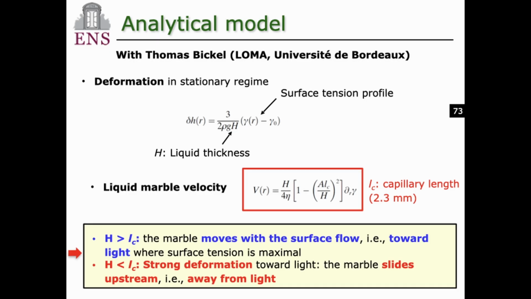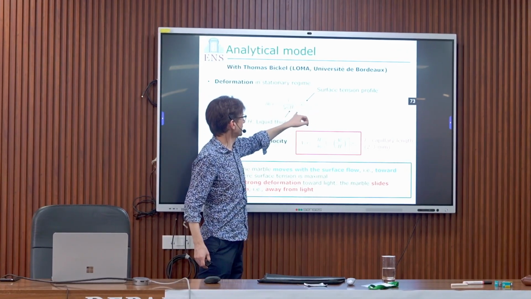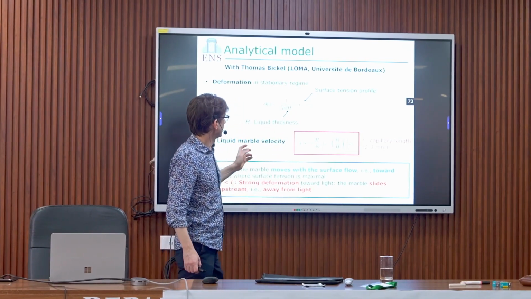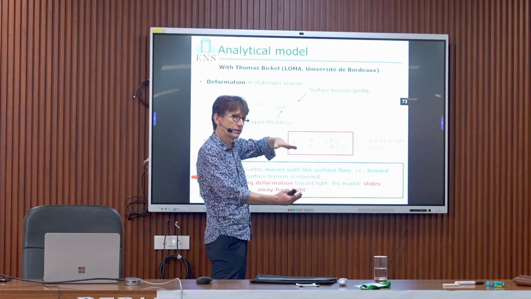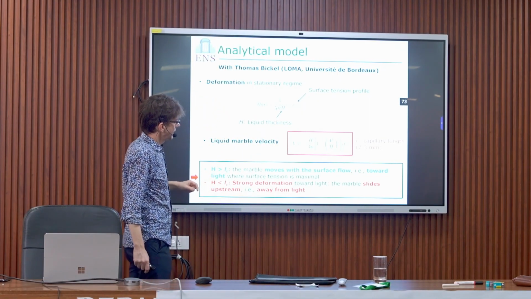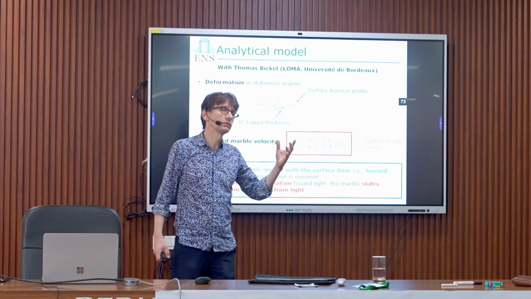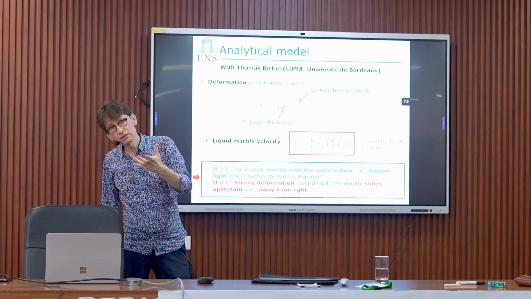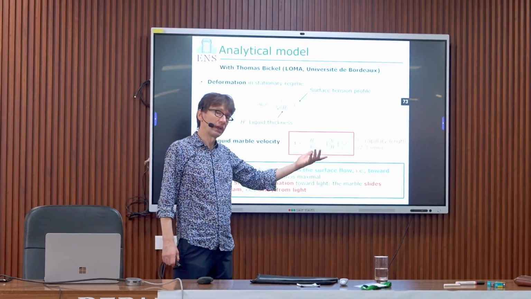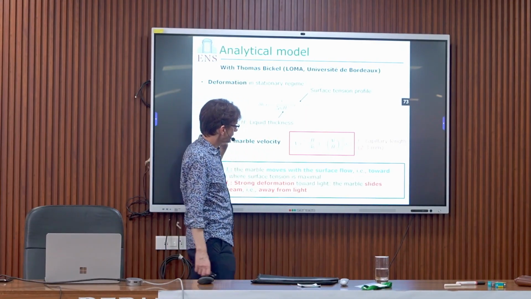So we can just make a very simple static model. You can estimate the variation of the height, which is just the gradient of surface tension divided by the thickness, which is normal. And you see that the higher the gradient, the higher the increase of your height. Then you can make a simple model where you consider that the marble can be transported by the liquid surface flow, by the Marangoni flow, and can also be transported by gravity because you have a slope. And you end up with this quite interesting equation.